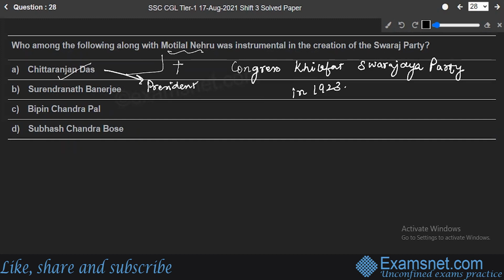He was the president and Motilal Nehru was the secretary. The party's primary goal was to contest the elections to the new Central Legislative Assembly in 1923 and, once in office, to disrupt official policy and derail the British rule by anti-government agitation within council chambers. So the answer to this question is option A. Hope you are clear. Next question, number 29.